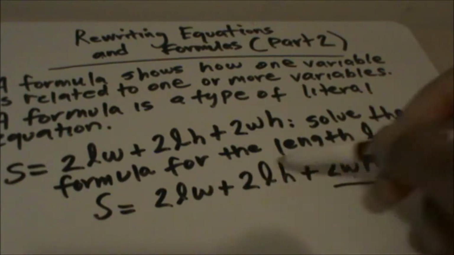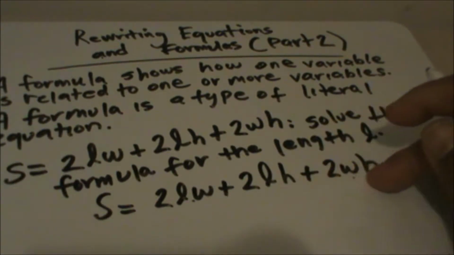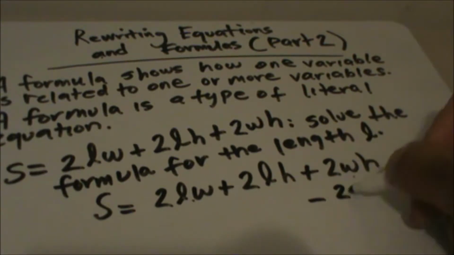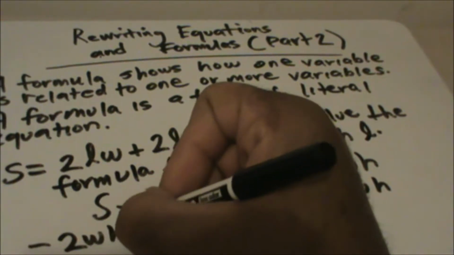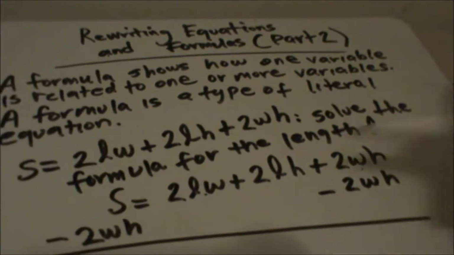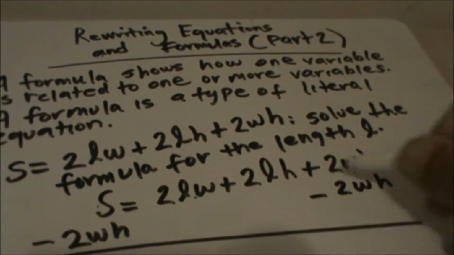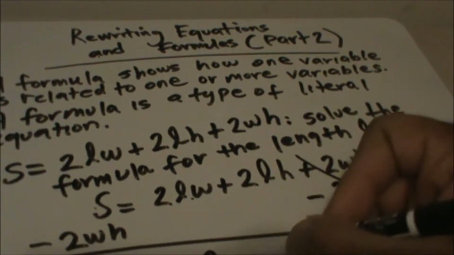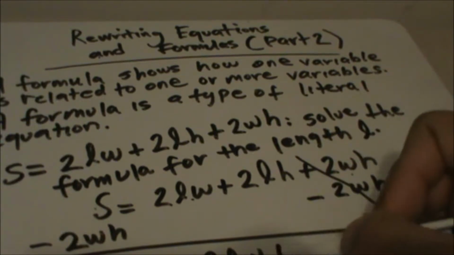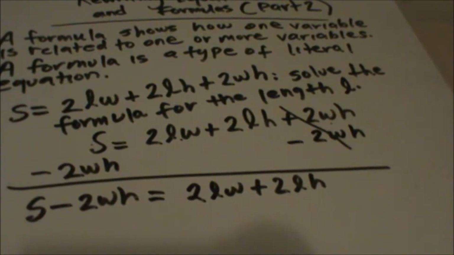All right, we're going to look at this right here. This doesn't have any relation right now in terms of what we're looking for. So we can shift that over using the subtraction property. I'm going to subtract 2WH as one term and put it over here. So S minus 2WH, and look, this cancels. This gives us 2 times LW plus 2 times LH. All right, so far so good.